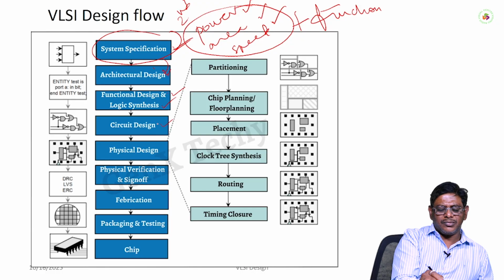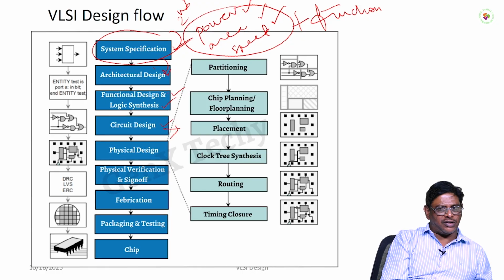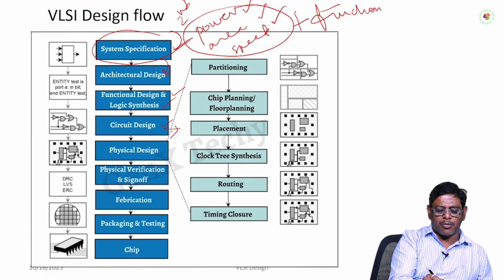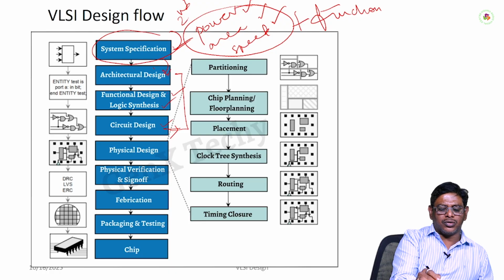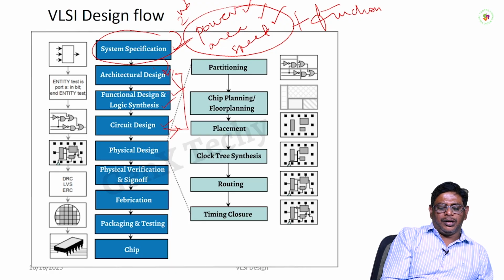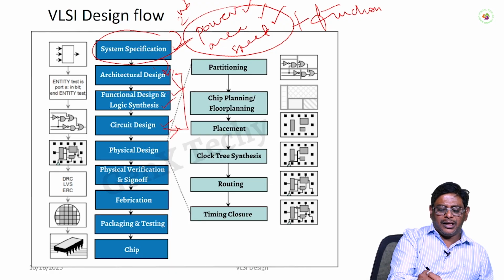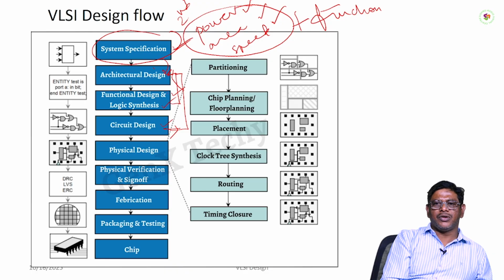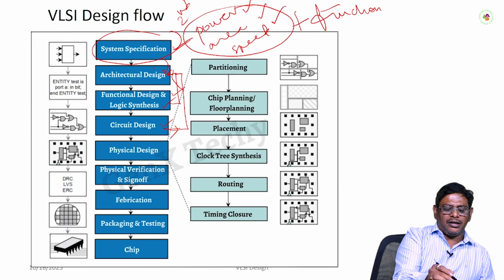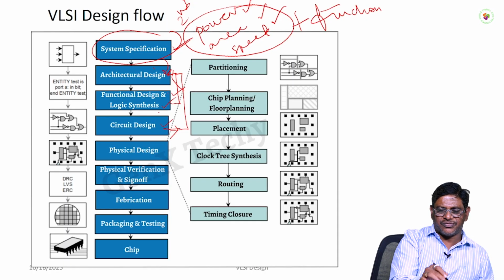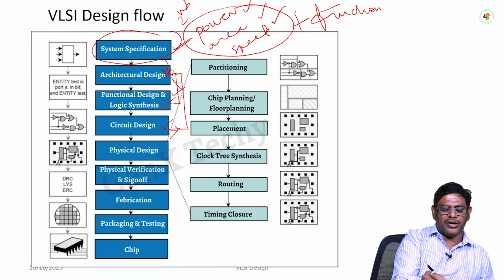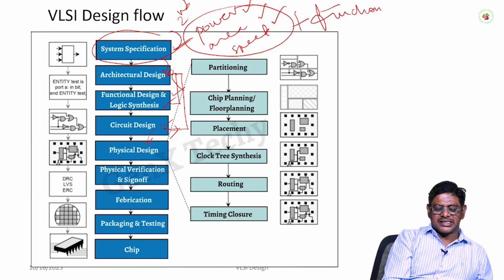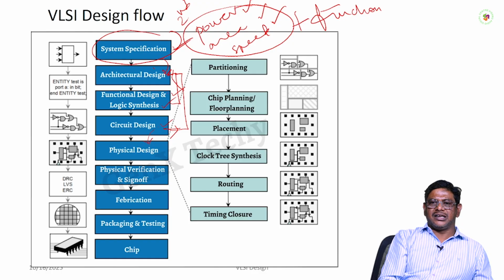Then we are going to prove its functionality once again. If the functionality is not proper here, then we move back to the architectural design. If the logic synthesis is not correct, then once again we go back. If the functionality is correct and logically it is proven, then we move down to circuit design. Then we go to the next step, that is physical design.